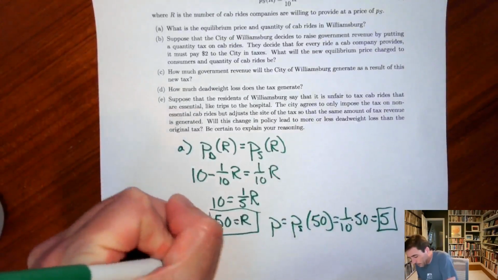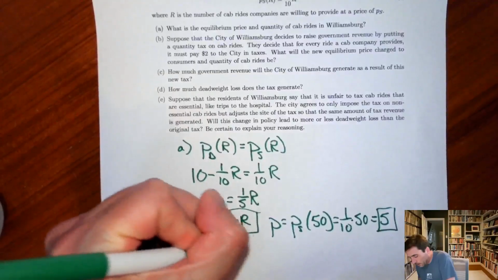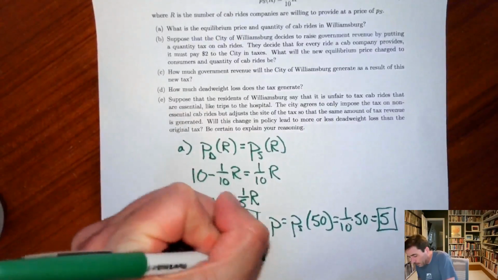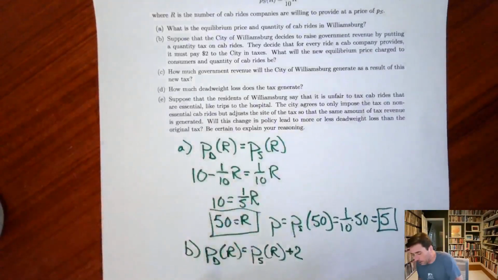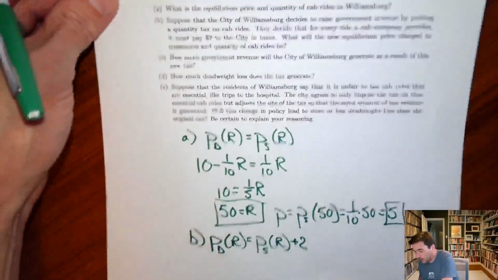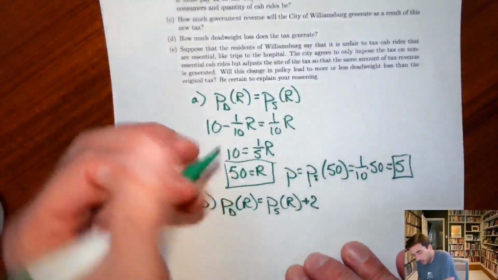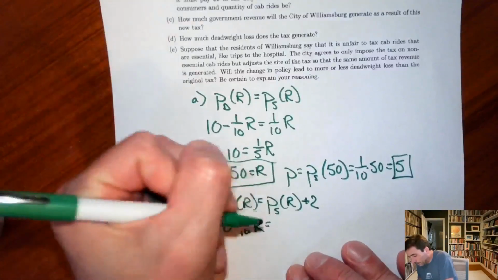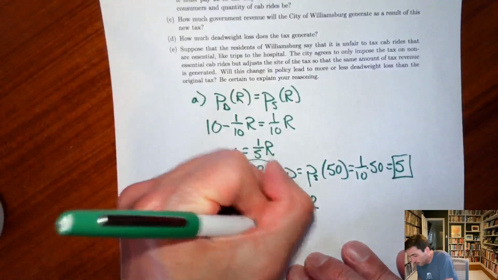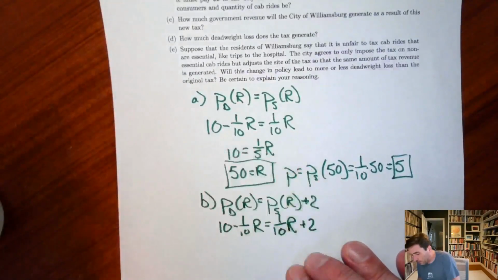So I'm basically setting up the same equation to find equilibrium, but I'm including that $2 wedge in price between the two, right? So what consumers are paying at the equilibrium quantity has to be what suppliers are willing to accept at the equilibrium quantity plus 2, right? Because that $2 is going to go off as tax revenue. So let's go ahead and plug all of that in now. So we still have our 10 minus 1/10 R on this side. We still have our 1/10 R for supply, but we now have this plus 2.